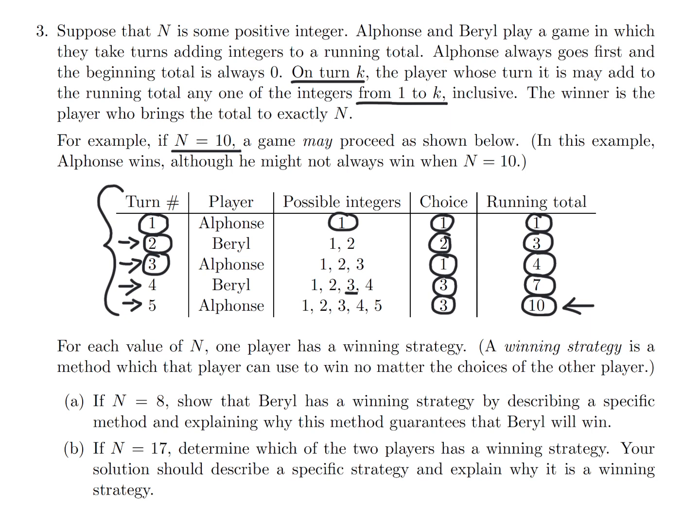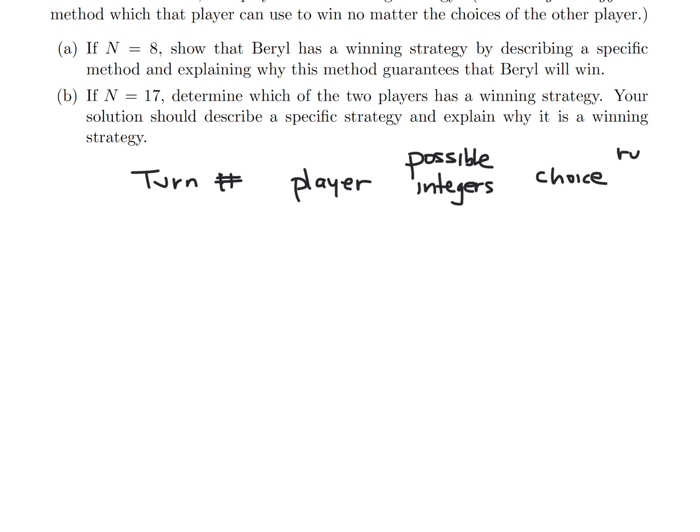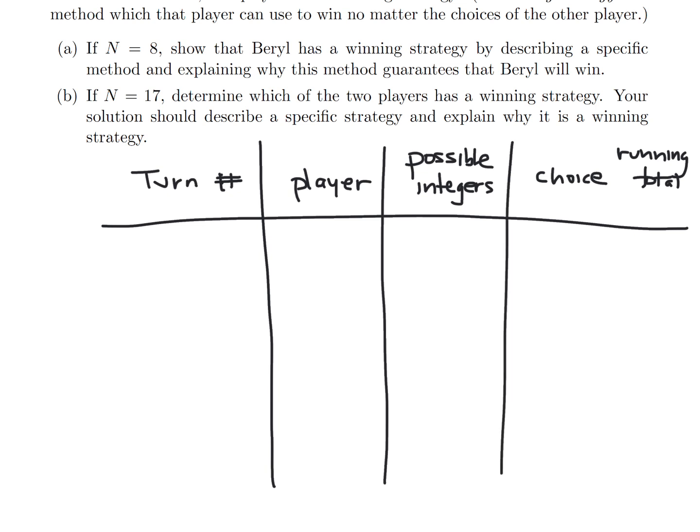So that's basically how the game goes, and now they're saying if n is 8, show that Beryl has some strategy. Okay, so let's just continue that table. We got turn number. What was the next one? Player. Possible integers. Feels like Jeopardy here. Choice and running total. Okay, so let's fill in this table and let's see what we get.